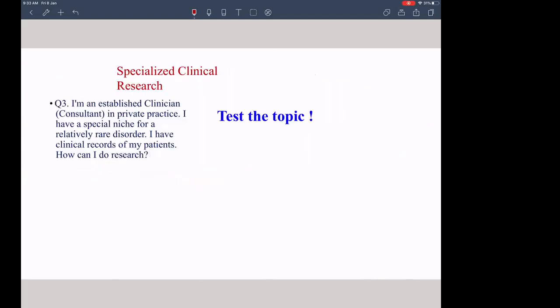So specialized clinical research, now we come to another question. I am an established clinician in private practice. I have a special niche for a relatively rare disorder. I have clinical records of my patients. How can I do research? How can I test this topic? You need to look into that topic. I said that you do a literature search, and then you find out.